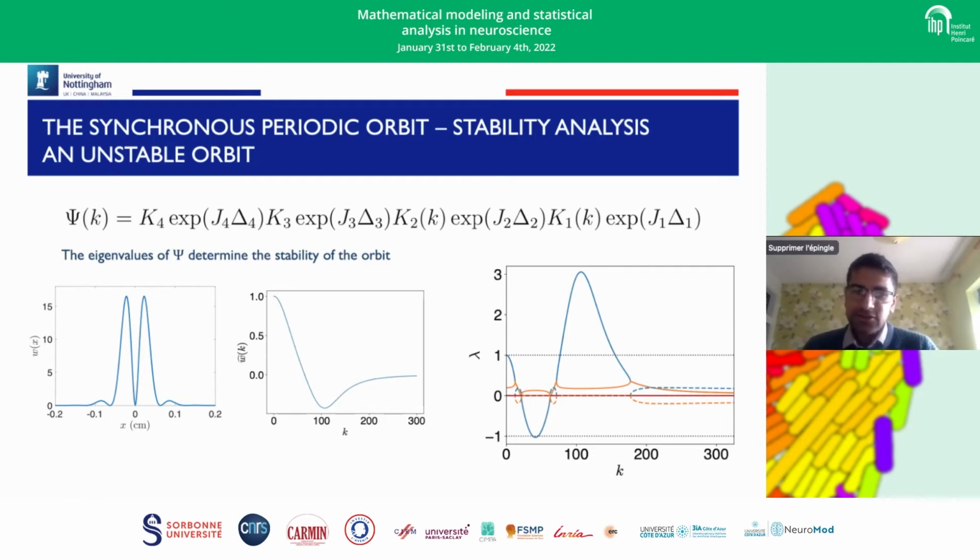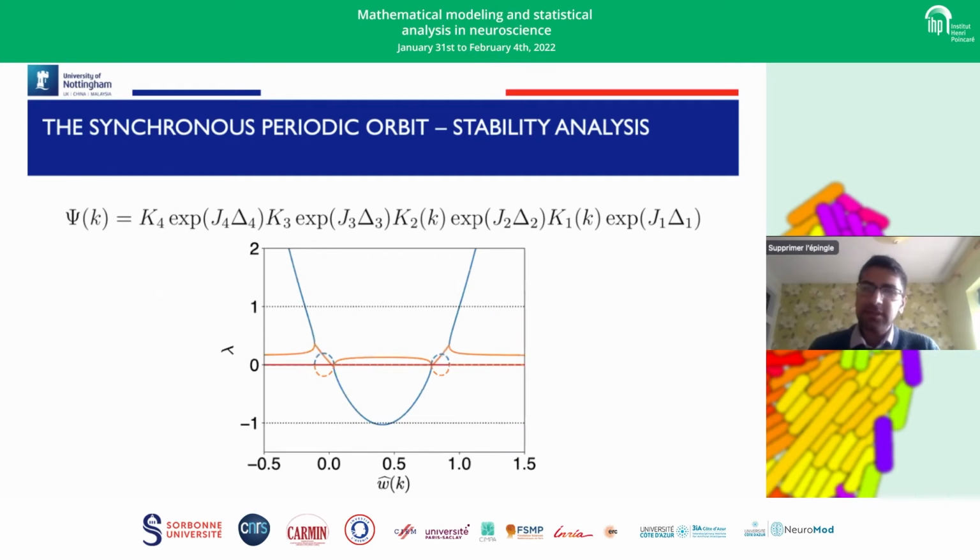For a periodic orbit, if there are any eigenvalues outside the unit disk, then that orbit is going to be unstable. And that's what we see here. There's a big band of wave numbers for which the largest eigenvalue lambda is greater than 1. So that's outside the unit disk. And so in this way, we're able to characterize periodic orbit stability.